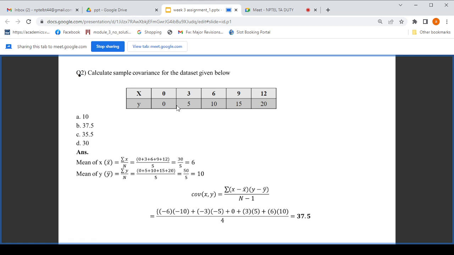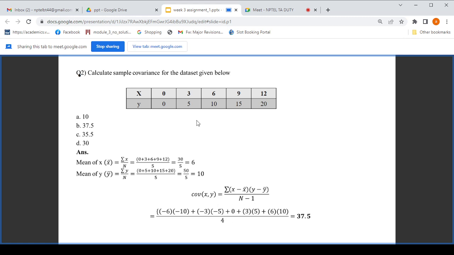Similarly, for the second value it's 3 minus 6, so its value comes as minus 3. For y, 5 minus 10, so the other value comes as minus 5. Then the value equal to the mean, so this part comes as 0. Then the next part is x minus x bar, that is 9 minus 6, which comes as 3, and 15 minus 10, which comes as 5. And the last one similarly comes as 6 and 10.